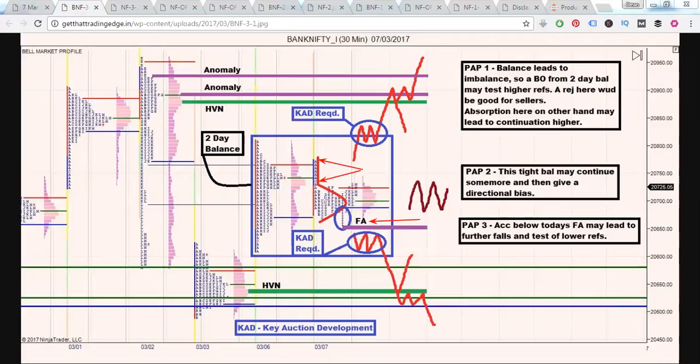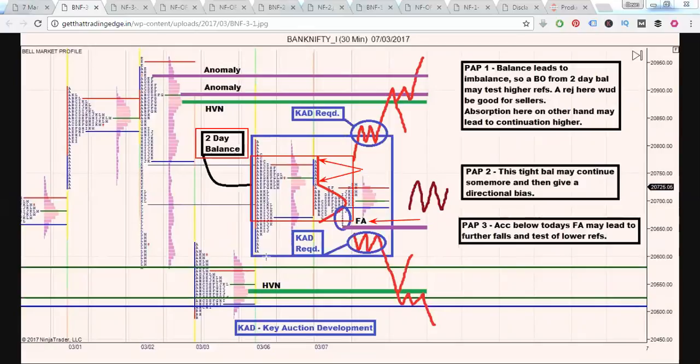So the end result is pretty simple. We have a nice 2-day balance. Today is completely inside, as you can see. This particular day is completely inside yesterday's range. So we now have a 2-day balance here.